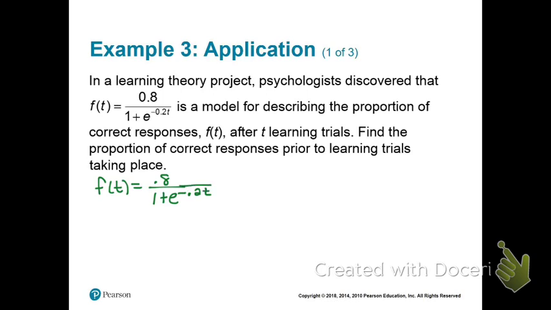And just to make sure we know what our variables represent, what was F of t? It says the equation there is a model for describing the proportion of correct responses, F of t. So it's the proportion of correct responses. Kind of abbreviate a little bit here. And so what is t? Yeah, it's after t learning trials. This is the number of trials.